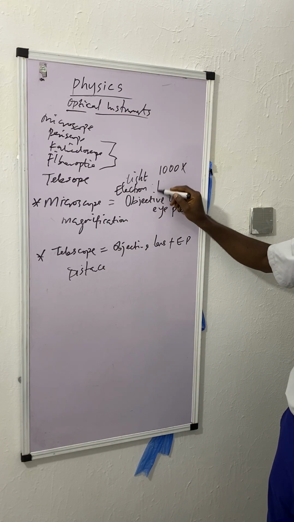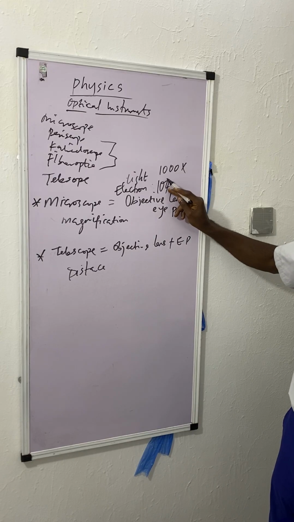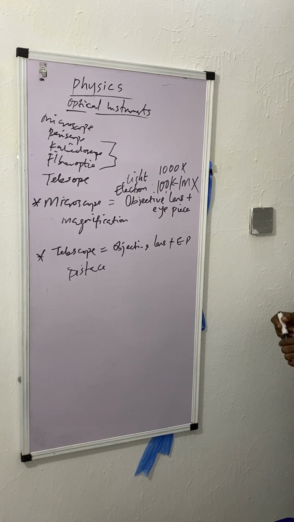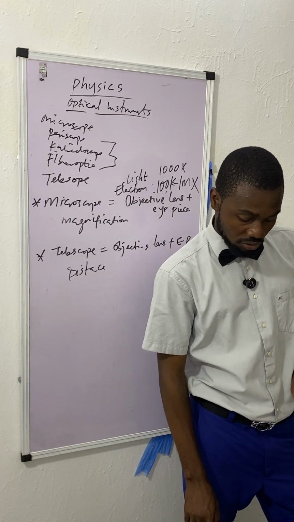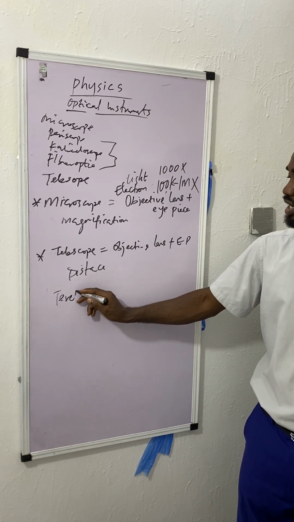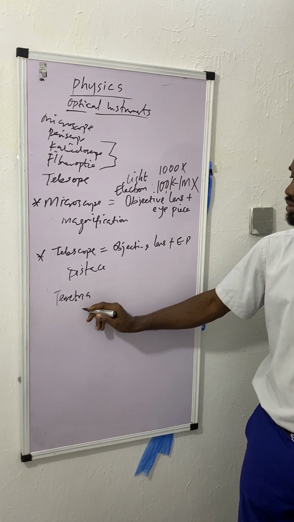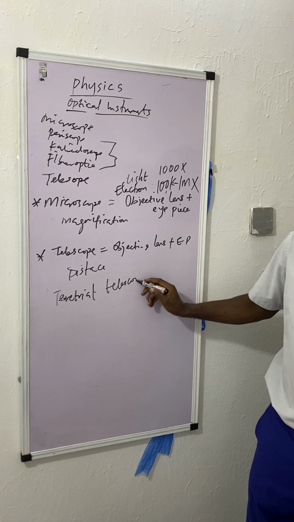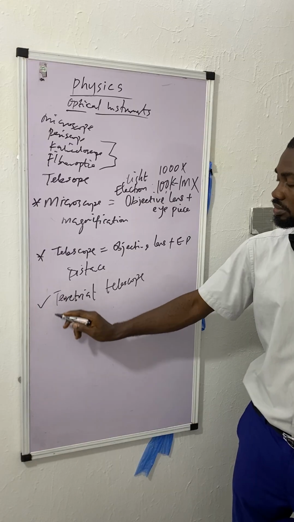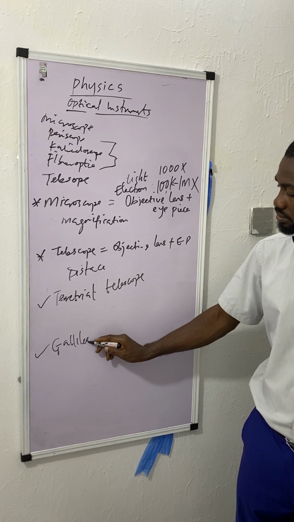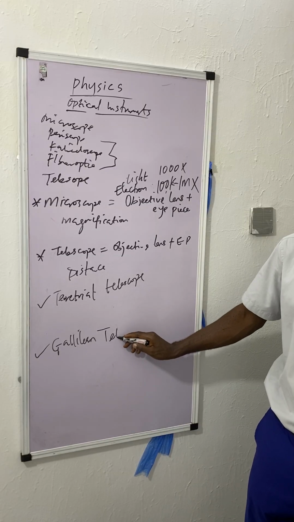which can give you about 100,000 to 1 million times magnification, depending on the version of the microscope. Then we have telescopes, like terrestrial telescope, and Galilean telescope.